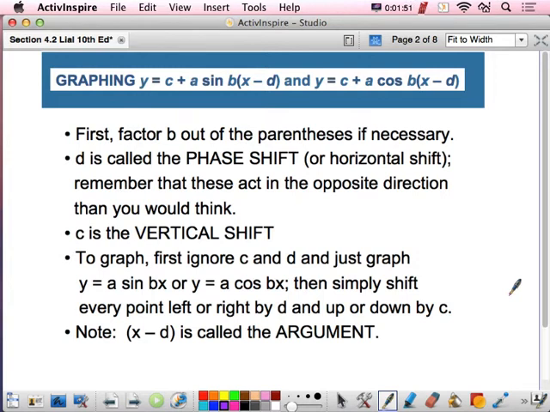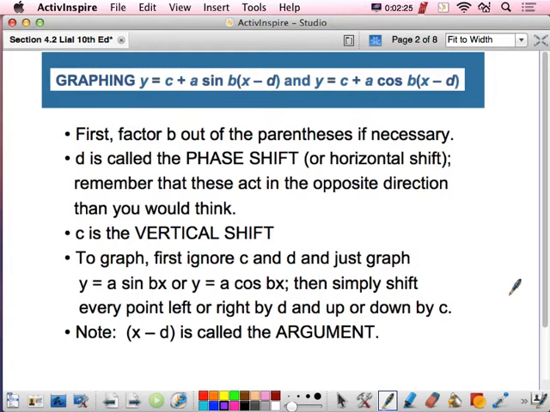To graph these, we're first going to ignore c and d. We're just going to graph y equals a sine bx or y equals a cosine bx, just like we did in section 4.1. We're just going to make a table for those. Then we will adjust that table and the graph accordingly, depending on what c and d are, your vertical shift and your phase shift. So we'll just move every point left or right by d and up or down by c. It's really easy. It's not a bad section. And if you missed the previous section, it reviews that as well.